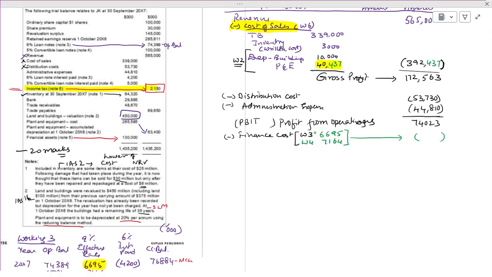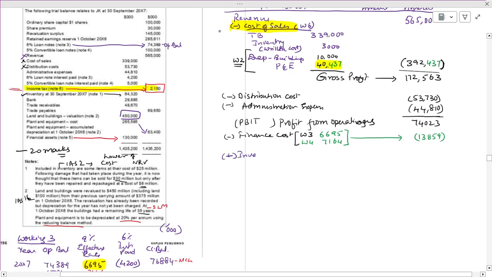Effective rate. Yes. 30,859. How much will you get? 30,859. Next. Fine. Profit after finance cost will be 60,164. How? Profit after interest. One minute. Okay. Next, what do you have to do?